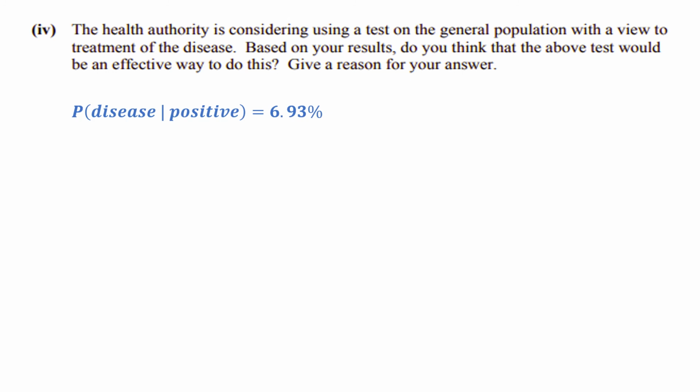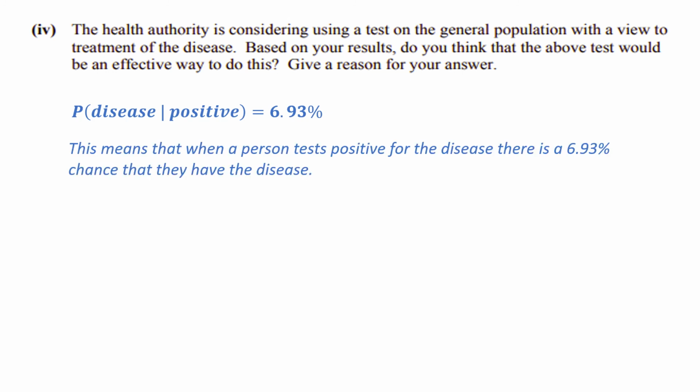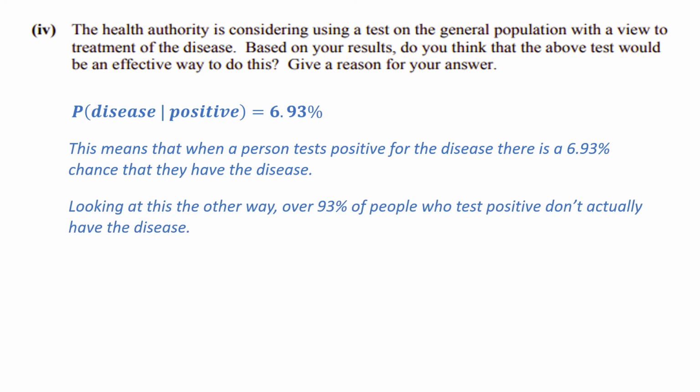So out of the people who test positive, actually only 6.93% of them have the disease. So this means that when a person tests positive for the disease, there's actually only a 6.93% chance they have the disease. You can think of that in terms of people. So 6.93% of people have the disease when they've tested positive, the rest don't. I suppose another way to look at this is, well, 93% of people who test positive actually don't have the disease. That's amazing.